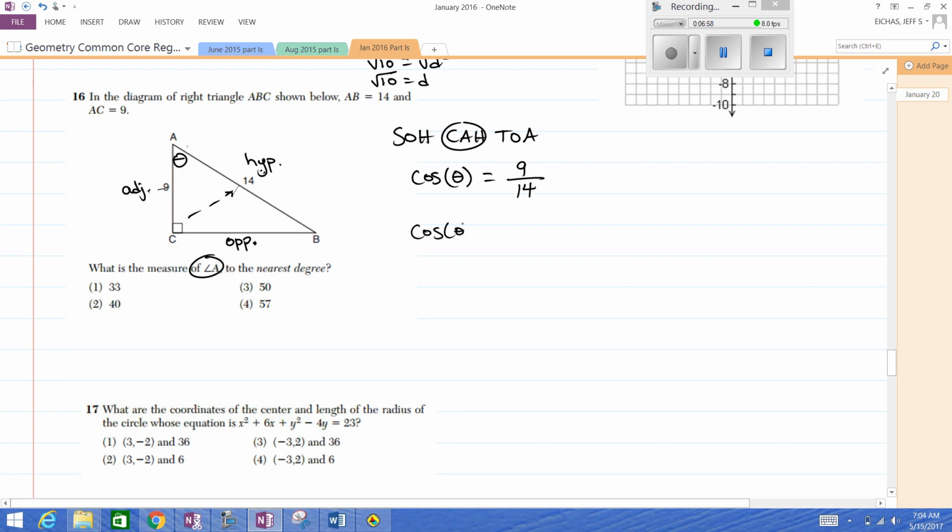I tend to like to just type that in the calculator. 9 divided by 14 is 0.6429. There's a whole bunch of stuff afterwards. Now, this is kind of a pet peeve of mine. We have to know that we're performing what's called inverse operations.